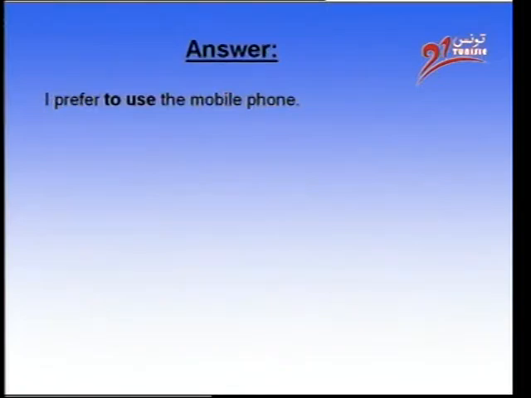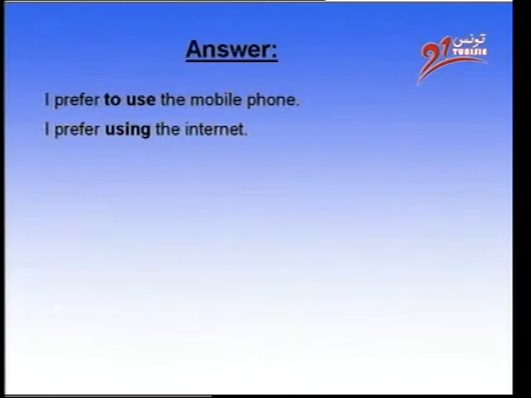I prefer to use the mobile phone. Now notice the use of the infinitive verb to use after the verb prefer. I prefer using the internet. Now here we use the verb prefer differently because it was followed by an infinitive verb in the first sentence and it is followed by a verb ing in the second sentence.